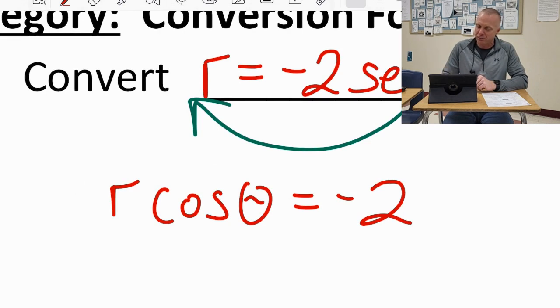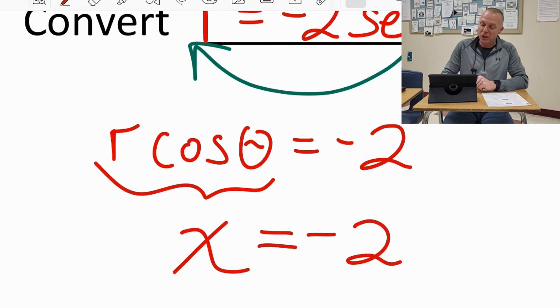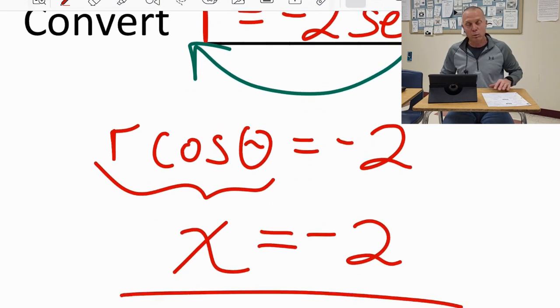What do you mean a conversion formula? Well, I'm pretty sure up above, we know that r cosine theta equals x. And so if I change it to x, and I write it as x equals -2, then I've converted it to a rectangular equation.